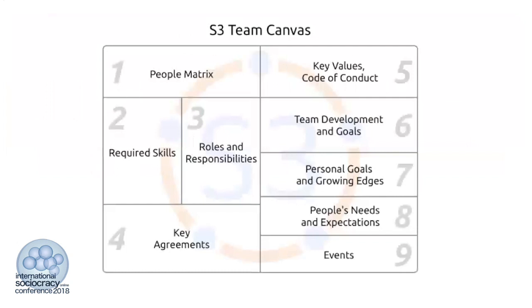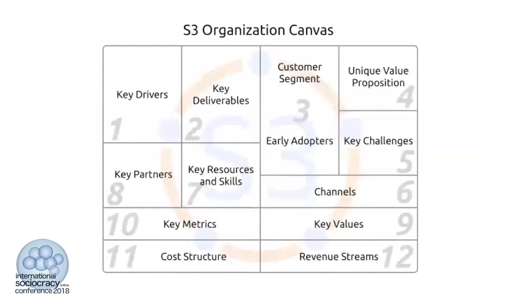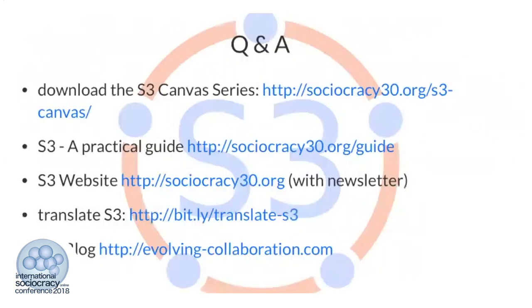To complement that canvas, we have two more. We have the team canvas that explains more the team side of things, the people side of things, and not the organizational side. And there's also the organization canvas that gives a high-level bird's-eye perspective on an organization. All of these things you can find on the website, sociocracy30.org/s3-canvas. And we also have some complementary materials that explain a bit more on the wider picture that we use to create these canvases.